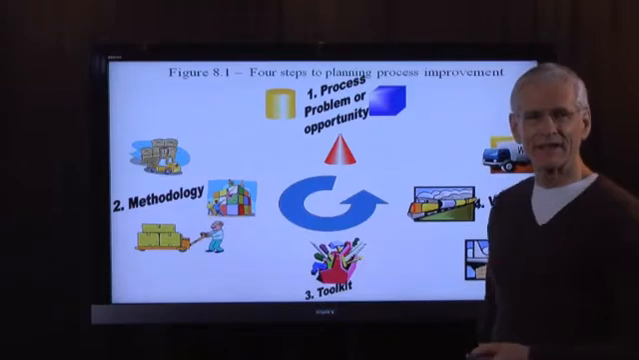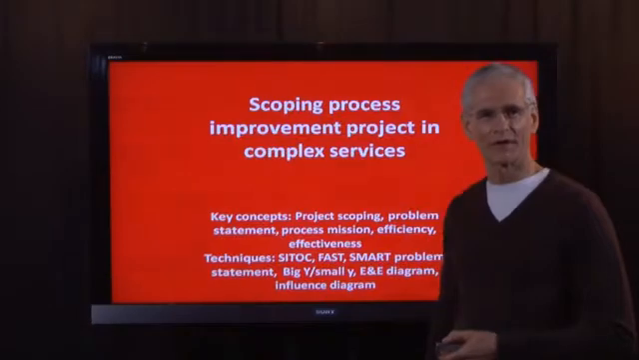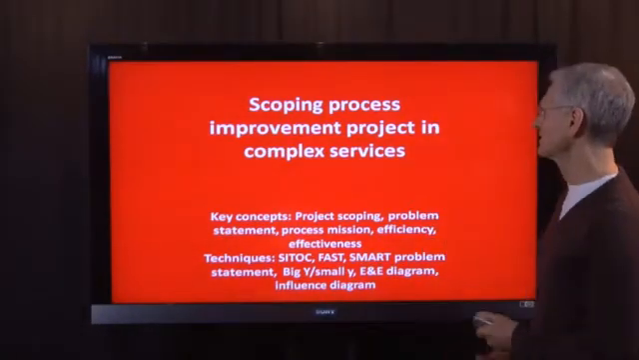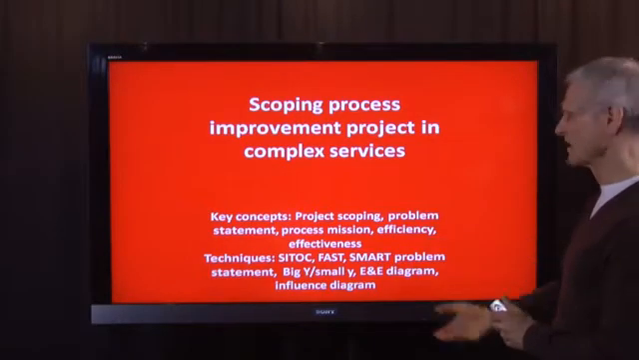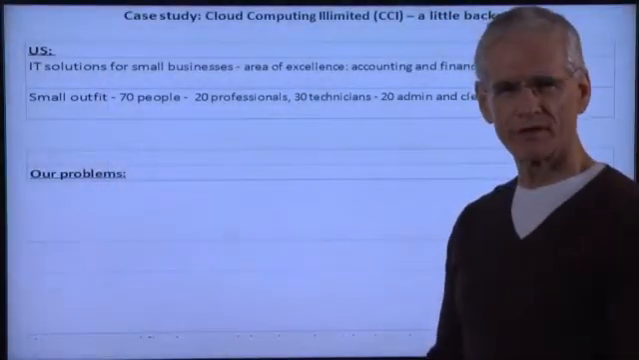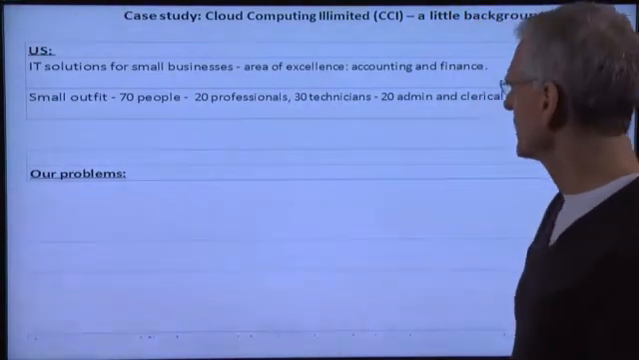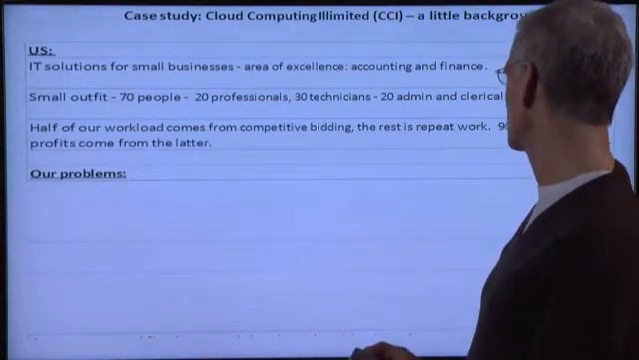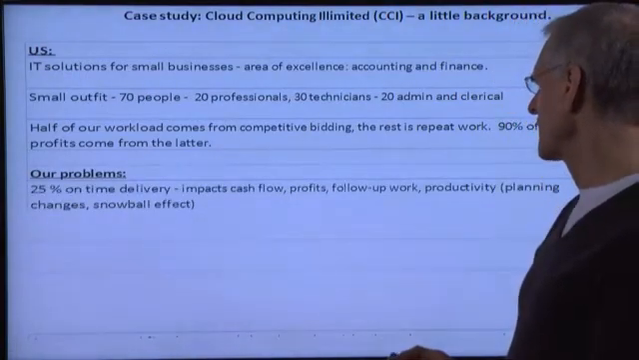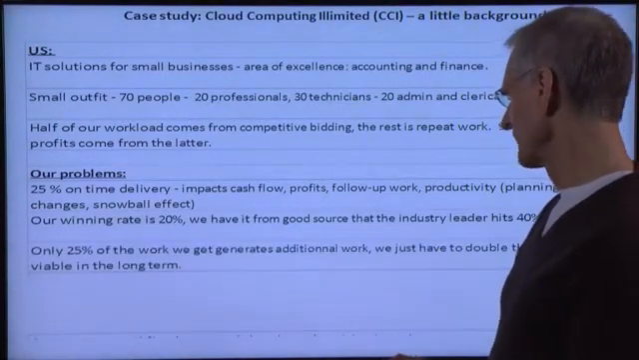In the second video that you've seen, we zoomed in to the first part of the methodology, which is the define phase, scoping process improvement projects in complex services, with many concepts herein. You will recall from this video that I used the example of a small company that develops IT systems. 70 people, 20 professionals. Half the workload come from competitive bidding. 25% of the time they're late. Their winning rate is very low.